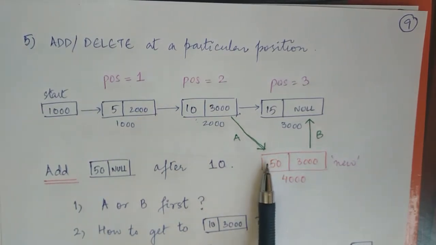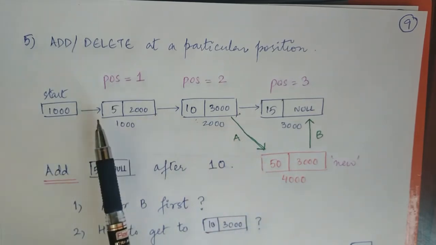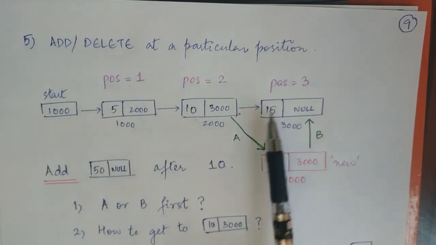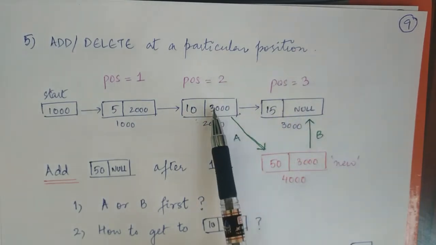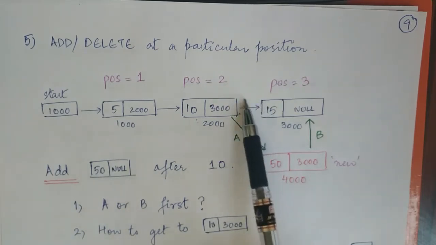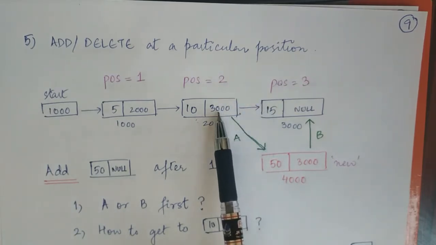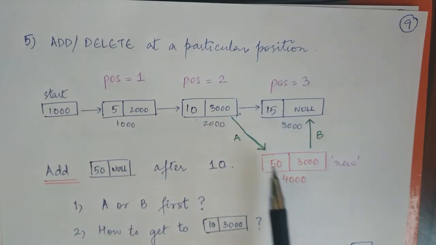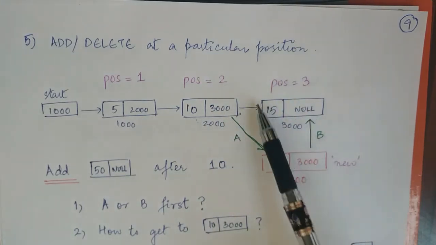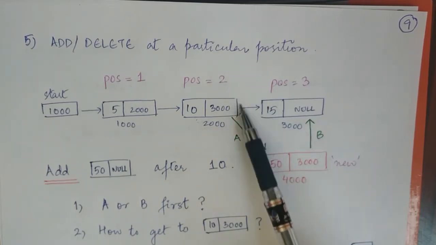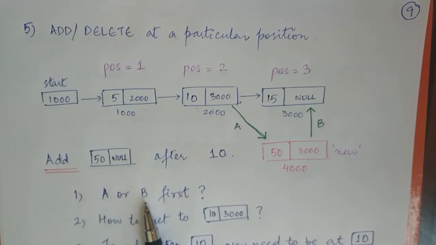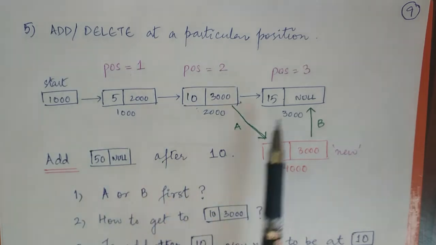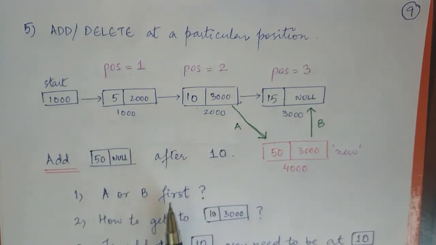Okay, so what do you mean by adding this node? Now this node is going to be next in sequence. So 5, 10, 50, and 15. So that means 10 should point to 50 and 50 should point to 15. And when we change these pointers, this one is automatically overwritten, because instead of 3000, this will have 4000 later on once we do the addition, and this will have 3000, and this is kind of discarded on its own. So again, the question, when we add this, should we do A or B first? So as I mentioned last time, if you do A first, you will lose the address 3000. So we will do B first.